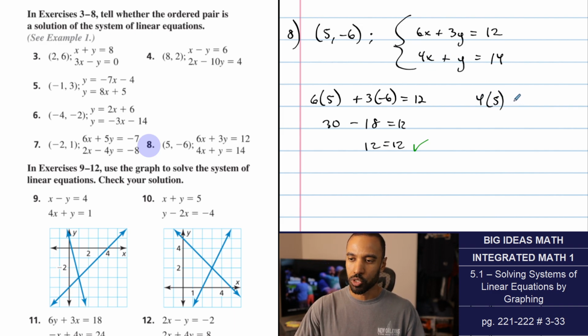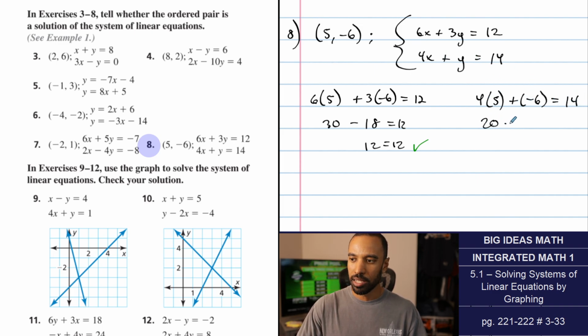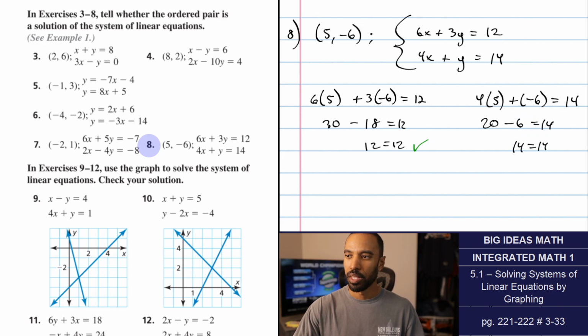Because automatically, once one doesn't work, then the other doesn't work. Plus -6, I'm just going to state right there. That's not really a required thing to do, but just substitution-wise, adding the negative. So this becomes 20 minus 6 that way, and that becomes 14 equals 14. So this one does pan out. That's another yes, and we're all good to go.